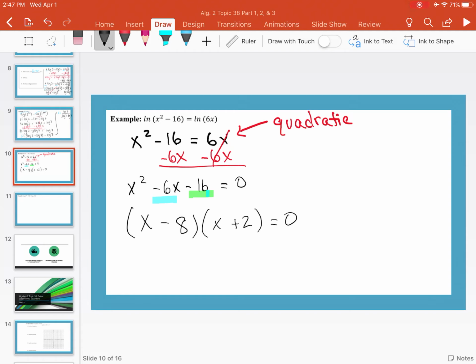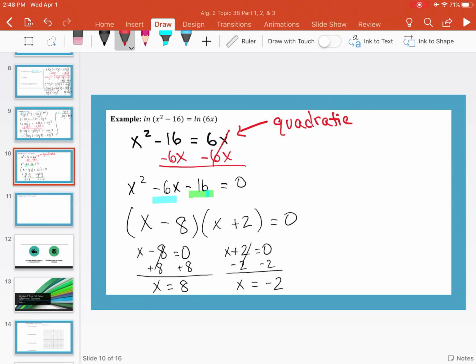So using the property of equality, that's saying that x minus 8 equals 0 and x plus 2 equals 0. I'm sorry, that's the zero product property. My bad. We can add 8 to both sides, subtract 2 from both sides, and get that x equals 8 or x equals negative 2. Now here, my only solution is x can equal 8. And that's because this answer is extraneous.